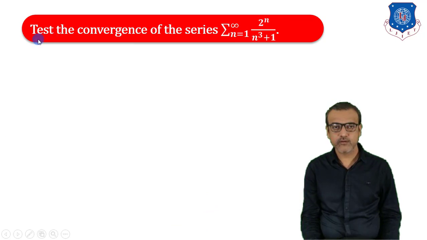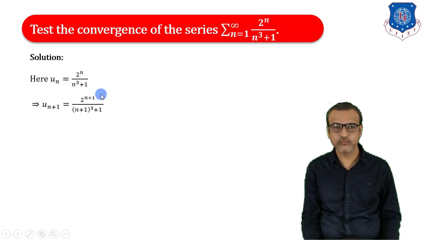Now we will see this example. Test the convergence of the series sigma n is from 1 to infinite 2 raised to n upon n cube plus 1. Here is the solution. Here un equals 2 raised to n upon n cube plus 1.